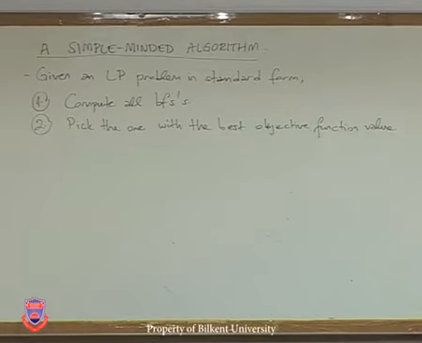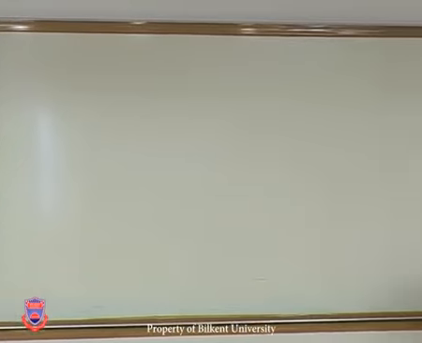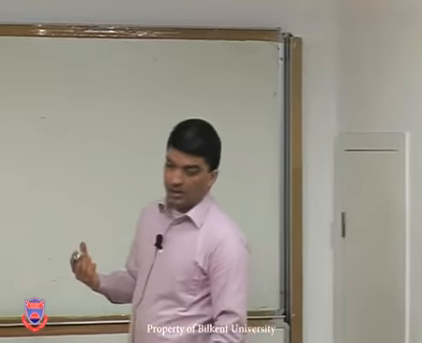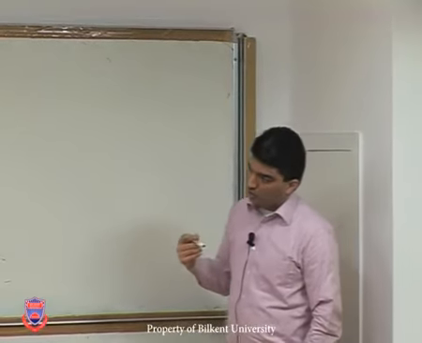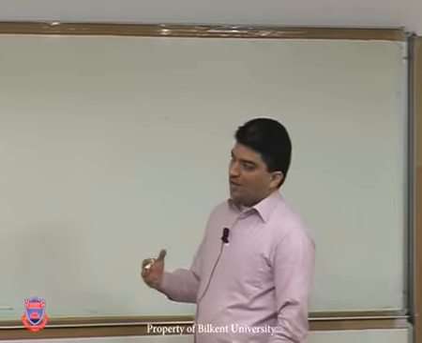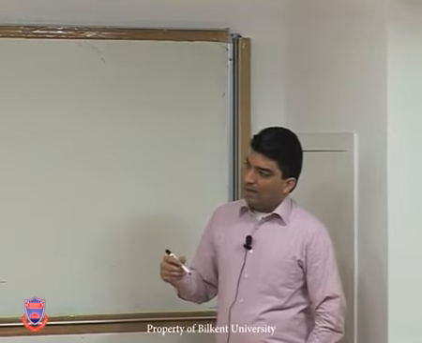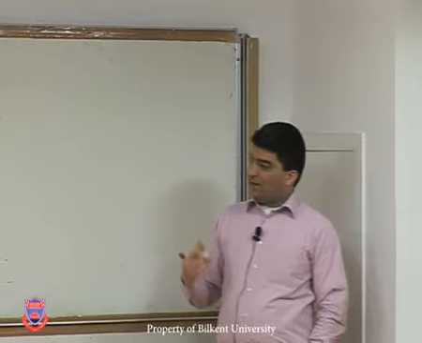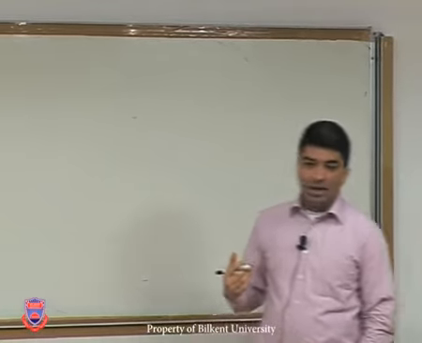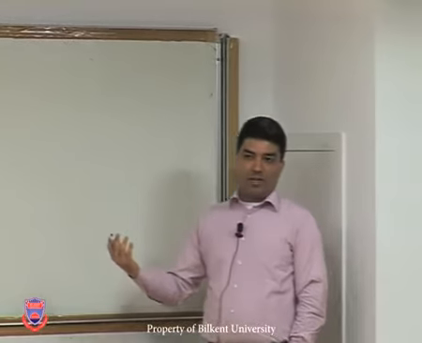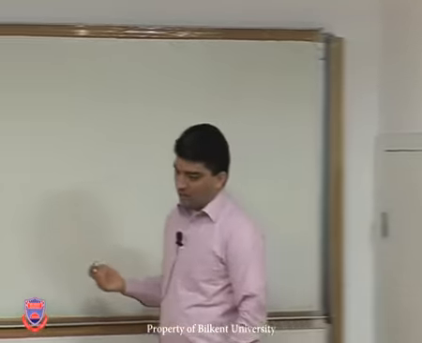Now, what's the idea behind this simple-minded algorithm? Well, we know that if there's an optimal solution, then there's a corner point which is optimal. We also know that each corner point corresponds to a basic feasible solution, or BFS for short. So I can compute all basic feasible solutions of a given problem, then compute the value of the objective function at each one. Whichever gives me the best objective function value, I'm going to declare as the optimal solution. So it's a very simple algorithm.